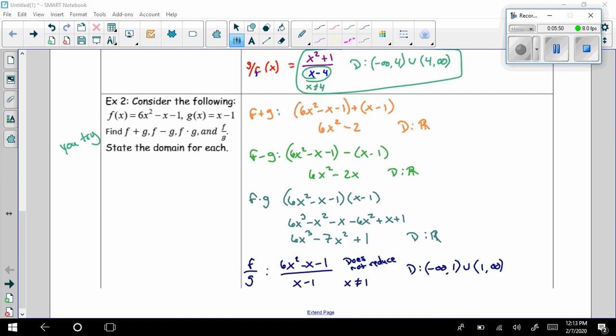Okay, so here you go. Add, subtract, multiply, and divide. The division one, I tried to factor this out. It did not factor in a way where I could get x minus 1 as one of them, so I know that doesn't reduce. But the domain restriction is 1, which makes the bottom 0, and so we need to use that in our domain.